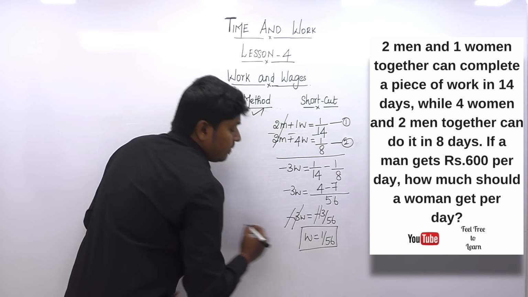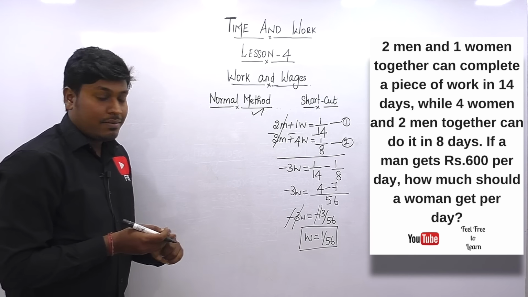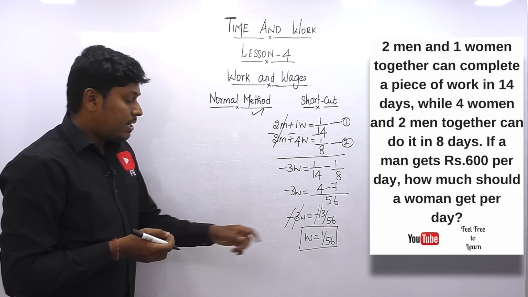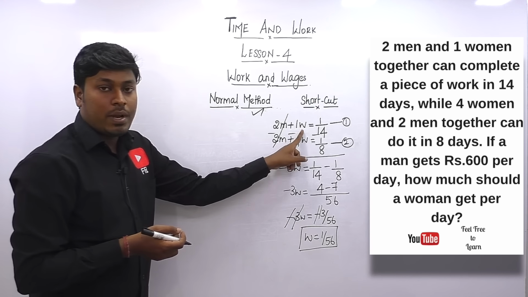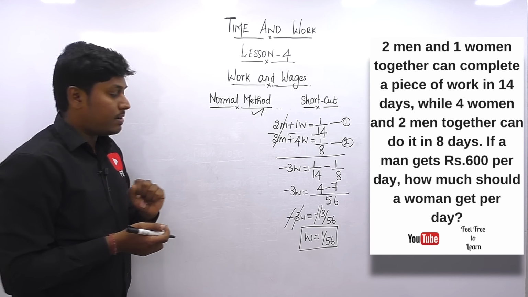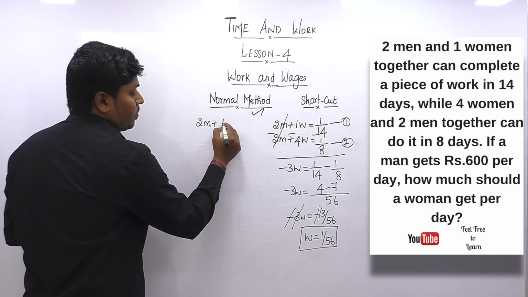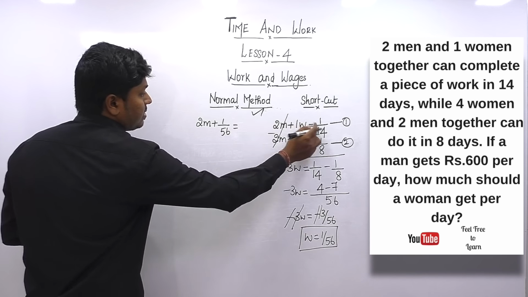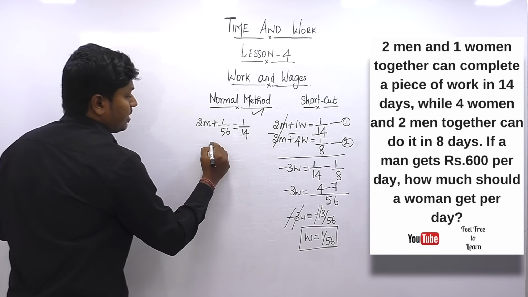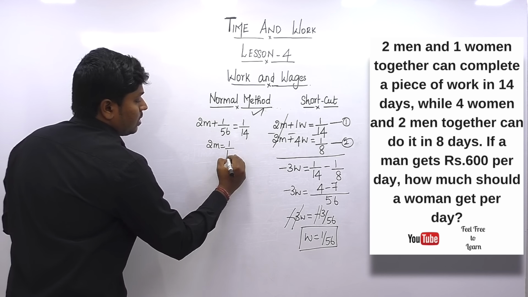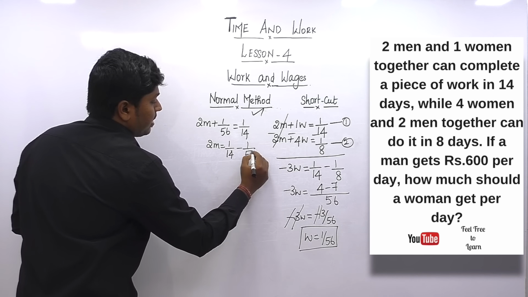So friends, finally we found that 1 woman's work done will be 1 divided by 56. Now substitute this in equation number 1 to find what is 1 man's work done, right? So 2 men plus 1 woman. We know a woman will be 1 divided by 56, is equal to 1 divided by 14. So 2 men is equal to 1 by 14 minus 1 by 56.